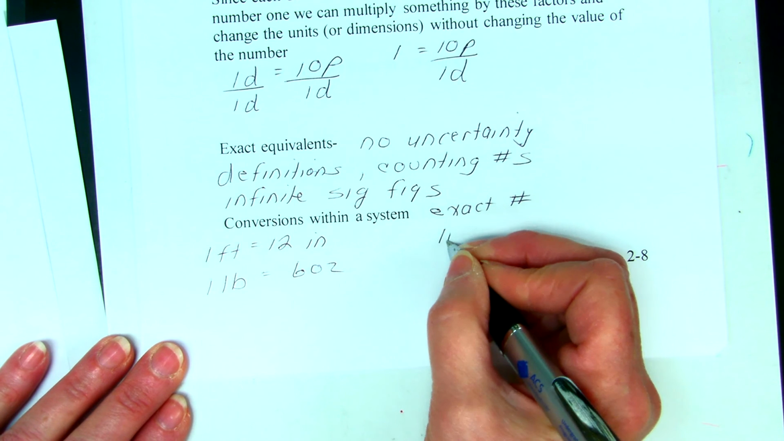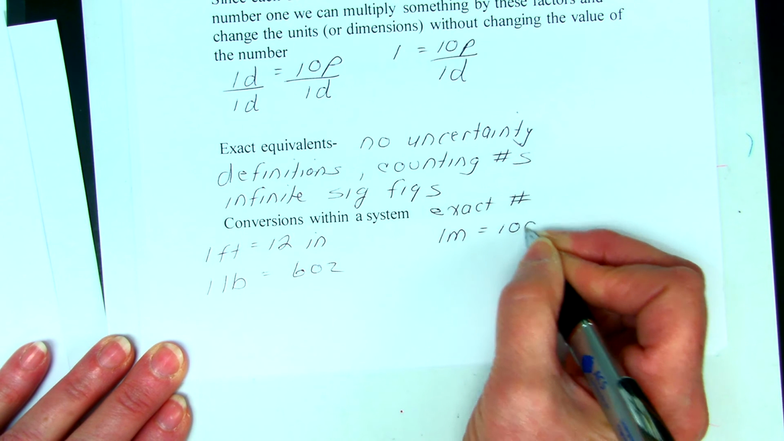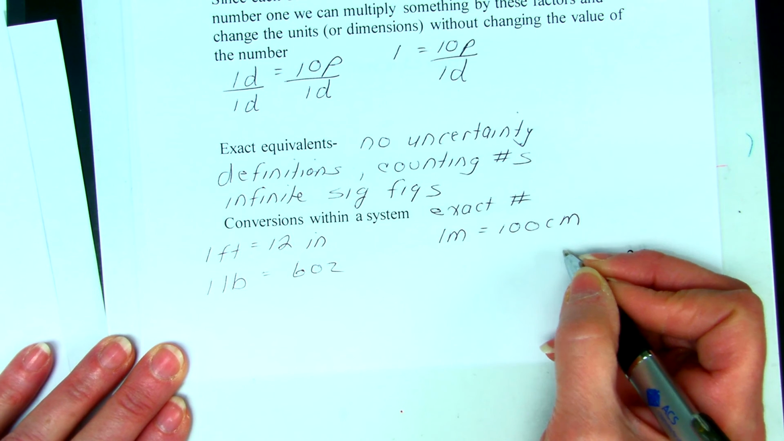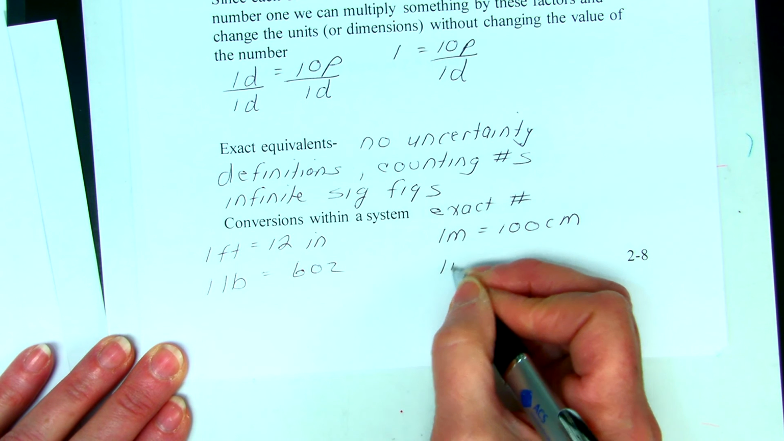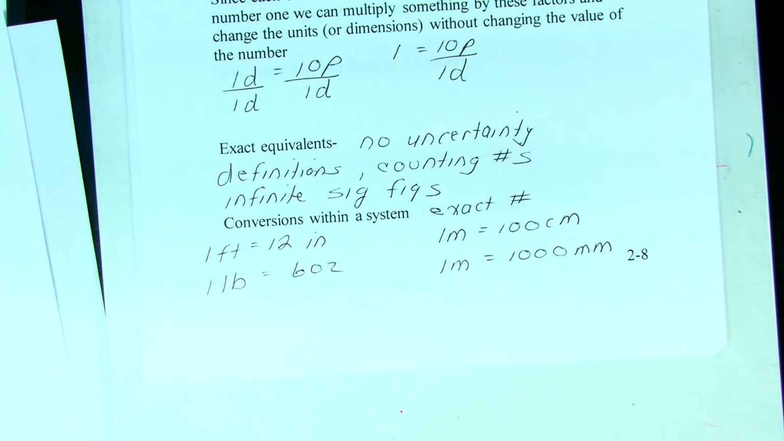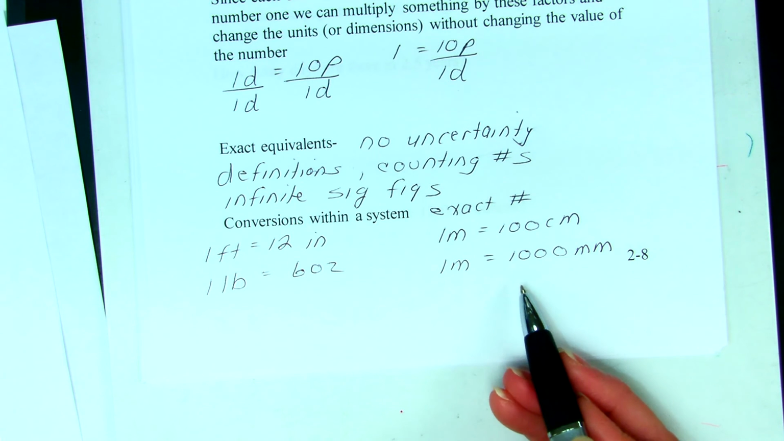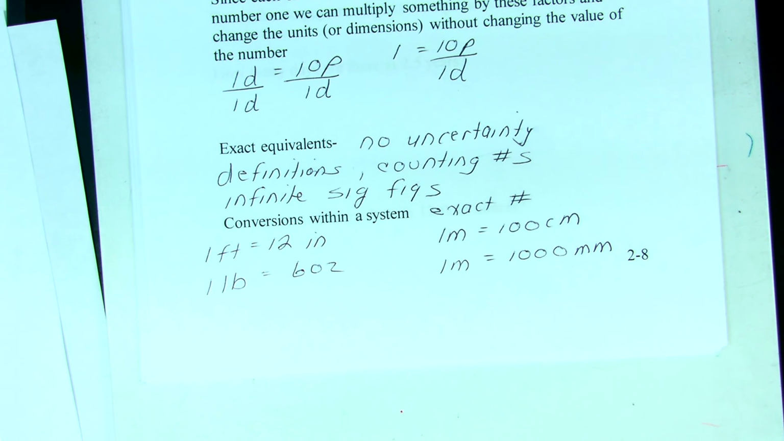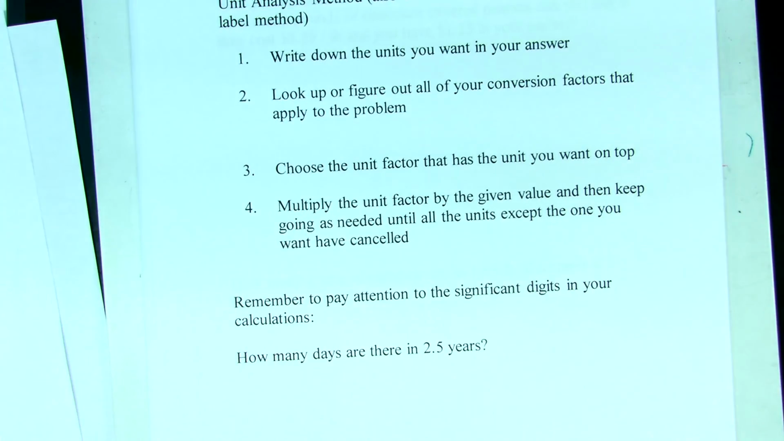In the metric system, 1 meter is exactly 100 centimeters, not maybe 98, not 103. 1 meter is 1,000 millimeters. So even though the way I wrote those numbers, how many sig figs are in this 1,000? The way I wrote it. 1. But there are as many as I need because it is an exact conversion. So we're going to use this information for the unit analysis method, which is also called the factor label method, dimensional analysis, the action line, all sorts of things.